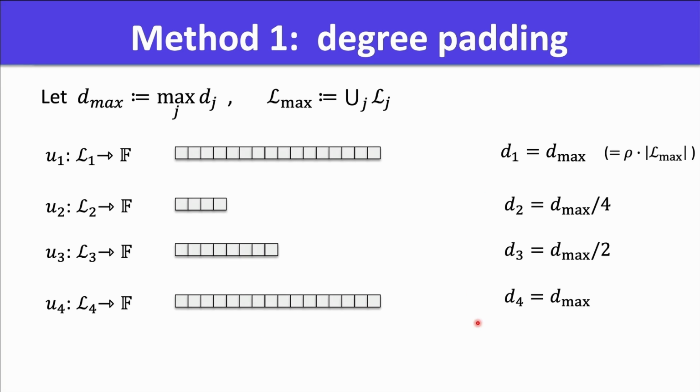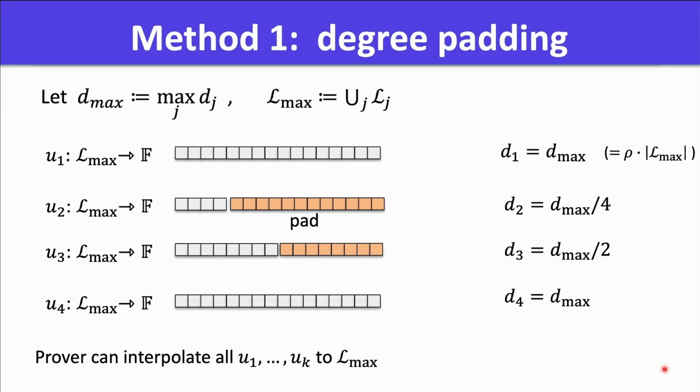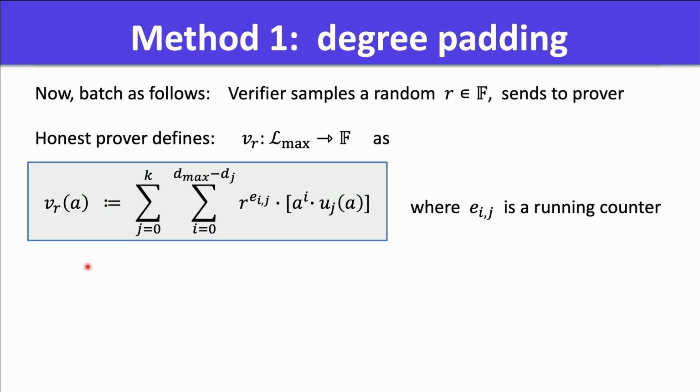Okay, so again, the prover is trying to convince the verifier that all these 4 functions are delta close to their respective codes. Okay, so in method number 1, what the honest prover will do is it will interpolate all these polynomials to the maximum degree. It just uses polynomial interpolation and pads them all so that they're all defined over the same domain, Lmax, which happens to be the union of all the domains. But the degrees are still quite different, so we can't directly batch them. Instead, what the honest prover will do is it will combine them using a linear combination, but as part of doing the linear combination, it will also increase the degrees so that all the degrees match. So I wrote here the expression of how to do the linear combination.